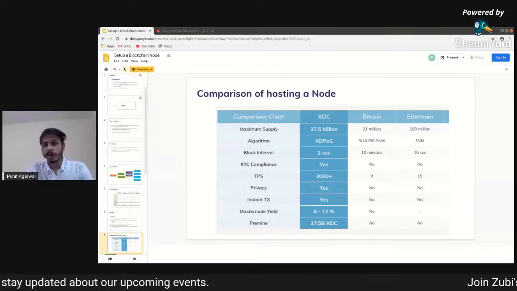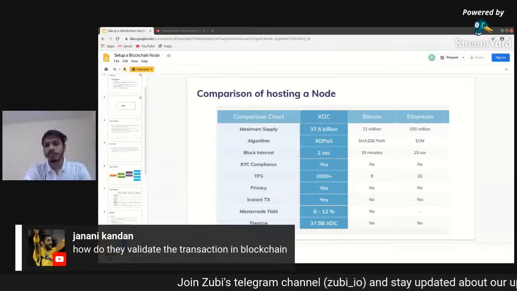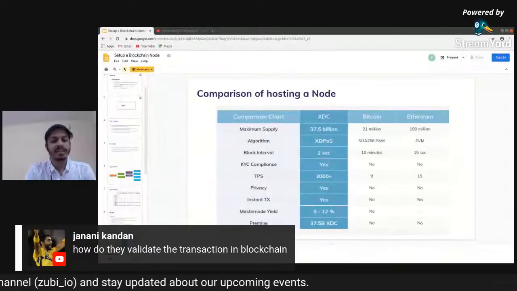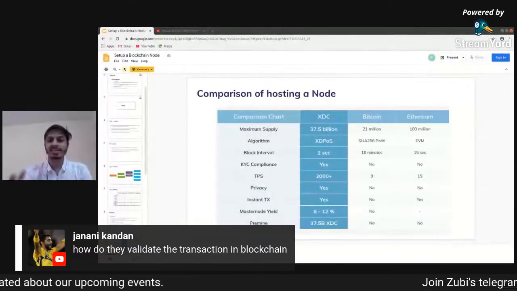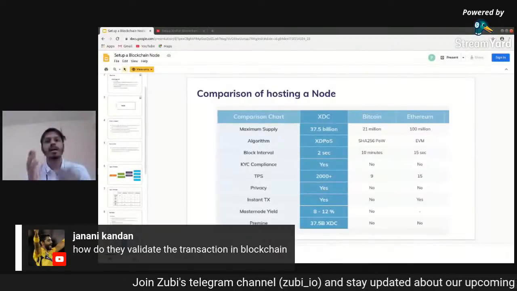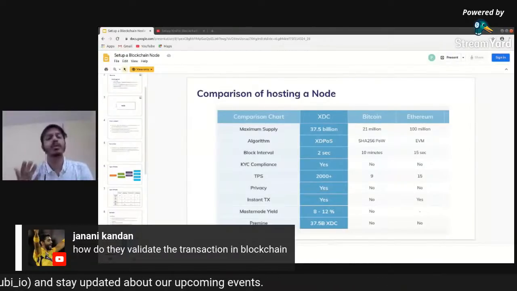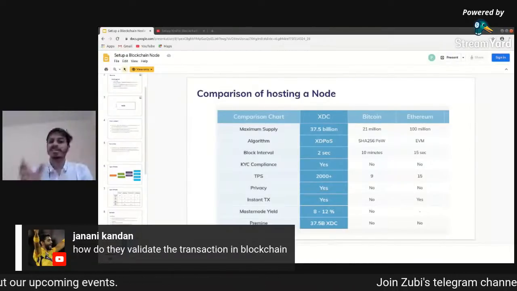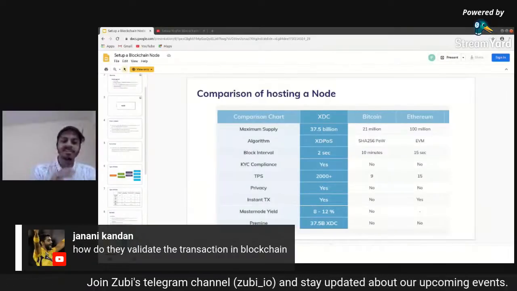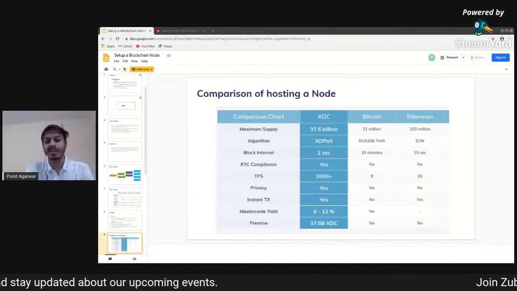Yeah, okay. So I see there are questions. There is a question by Janani Nandan: how do they validate the transaction in blockchain? So guys, when you want to validate the transaction, you basically check the previous ledger of it. With the previous ledger, you will understand what the balance of a particular address was, and how you can check the previous transactions that have been done from a particular wallet, to see if the balance is sufficient or not to do the transaction. So these are the ways that you can check and validate the transaction.